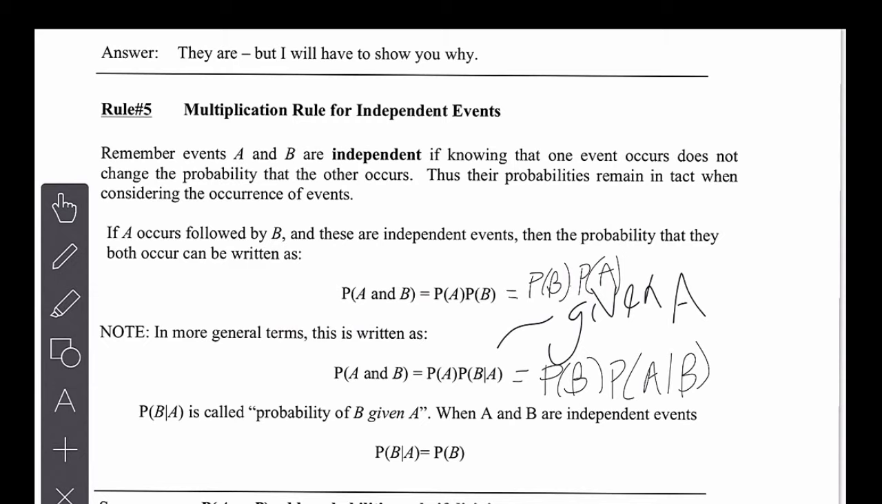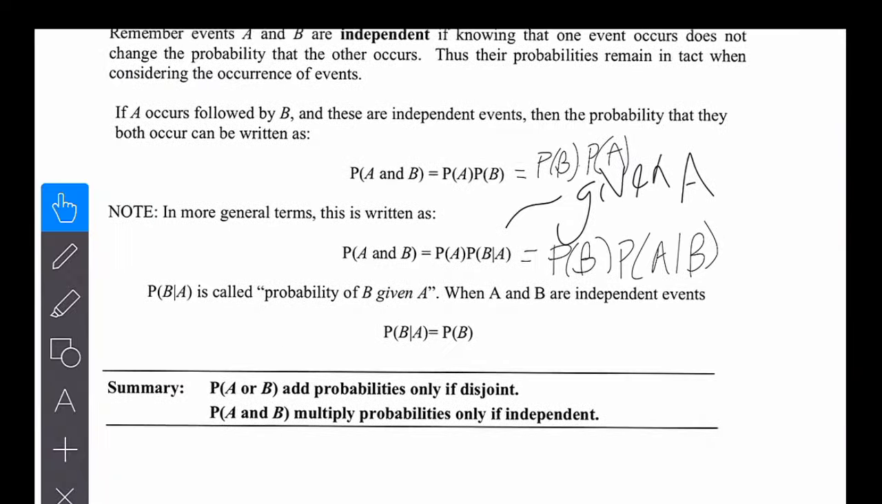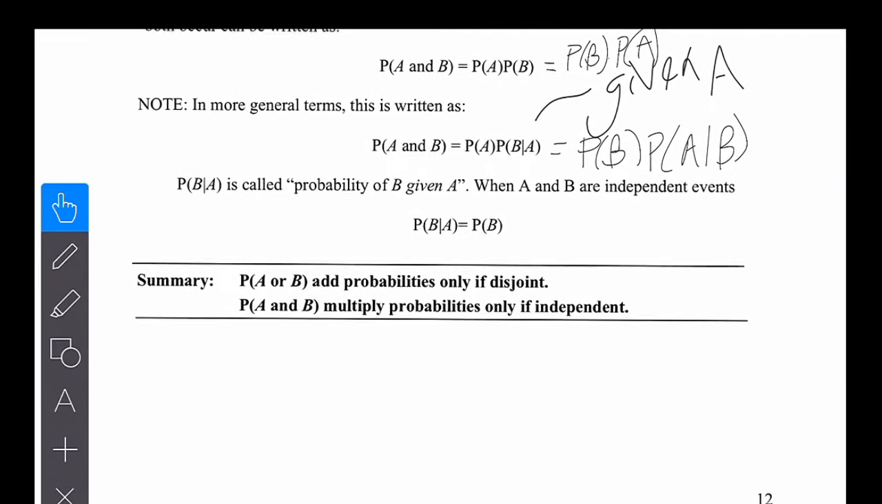And that's the independence rule. And as a summary to some of the rules you've seen so far, it's good to remember things by grouping them together. Remember that if events are disjoint, and they don't overlap, then you just add their probabilities to find the probability of A or B.